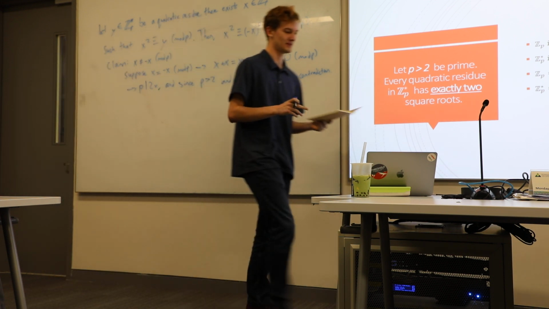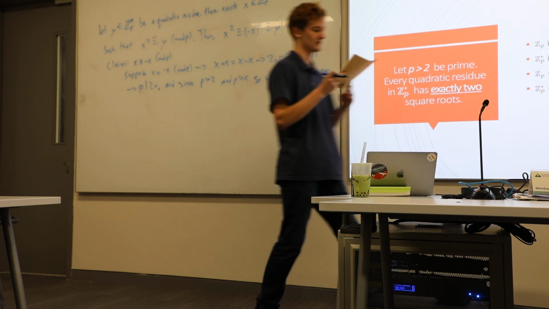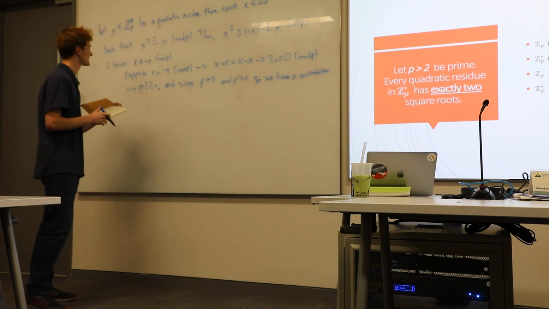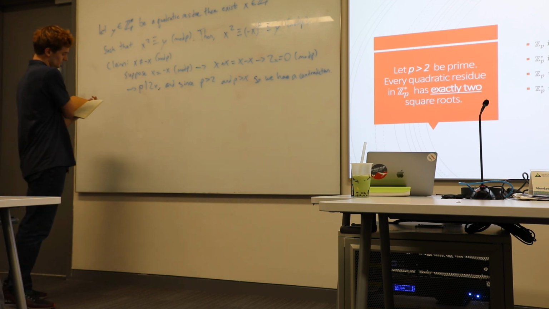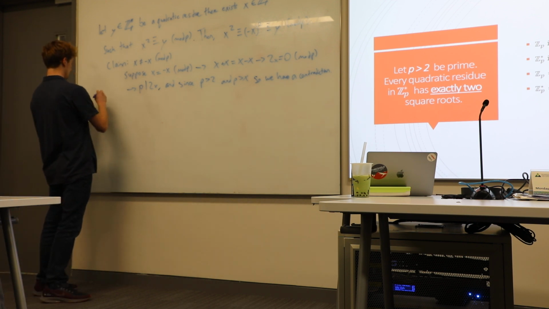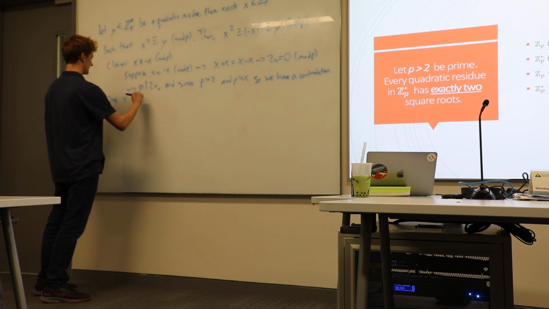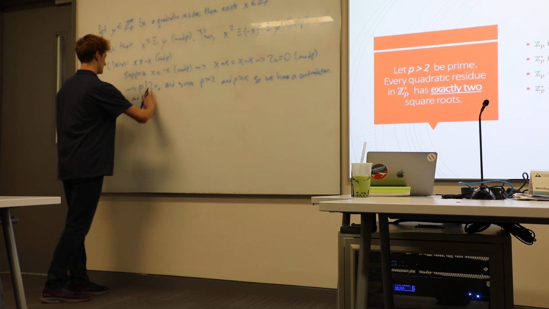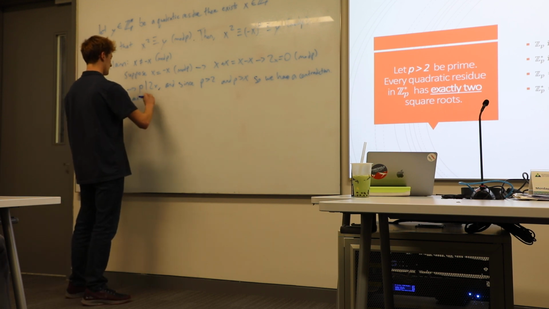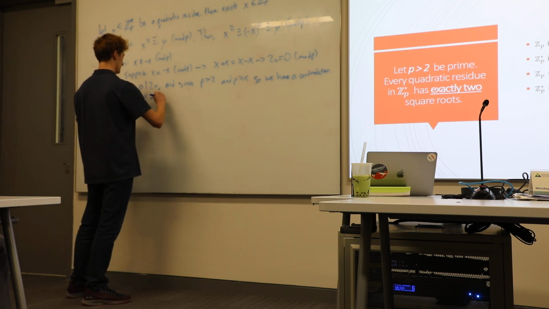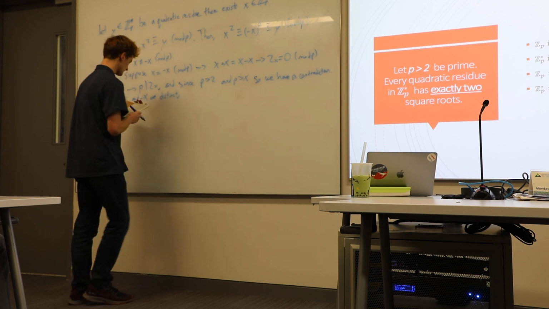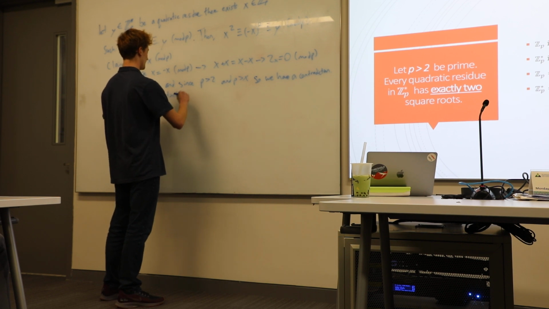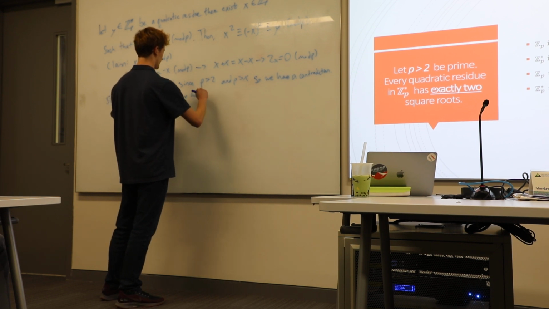So basically, we also have to show that there are no more than these 2 square roots. Since x and negative x are distinct, y has at least 2 square roots.